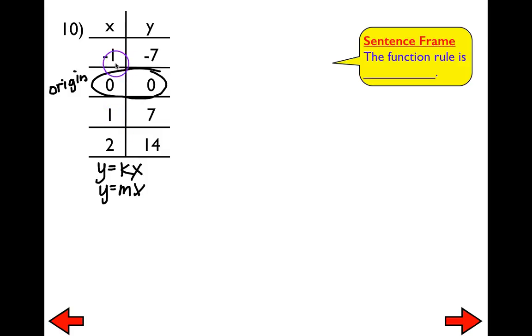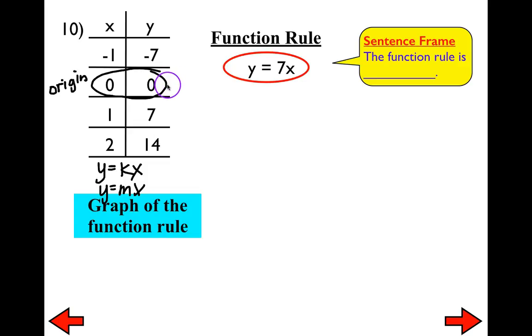How do I get from 1 to 7? Multiply by 7. How do you get from 2 to 14? Multiply by 7. How do you get from -1 to -7? Multiply by 7. So here, this function rule is actually a lot easier than the rest. My function rule would be y equals 7x.